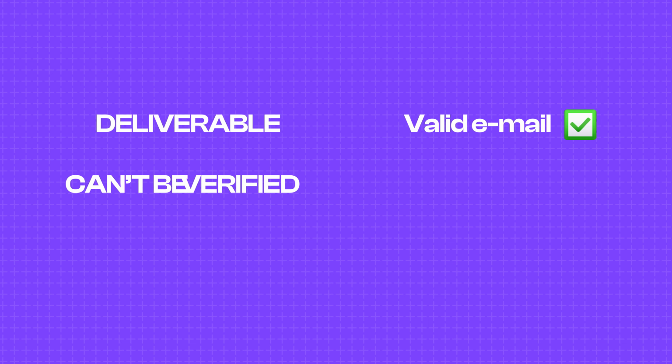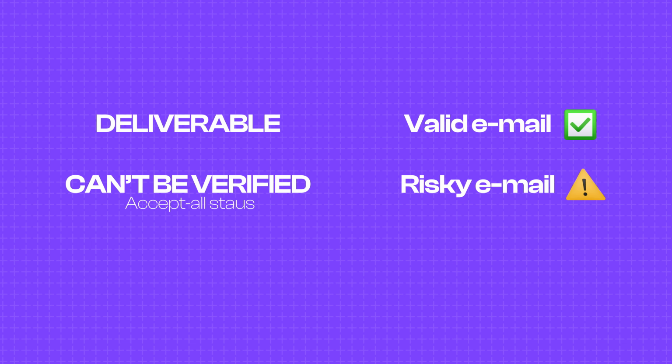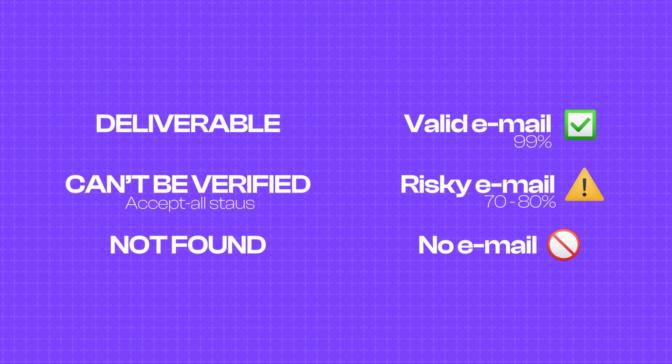If it can't be verified because their domain has that accept all status, we'll give it to you as a risky email and we'll provide it to you for free. You should be careful with risky emails. These could be temporary emails or just generally have a lower deliverability rate. Our valid emails deliver at 99%, whereas risky emails are usually around 70 to 80% deliverable. And if we can't find the email for the contact on LinkedIn, we'll still give you their basic LinkedIn details and mark it as no email, and you'll also get that contact for free.